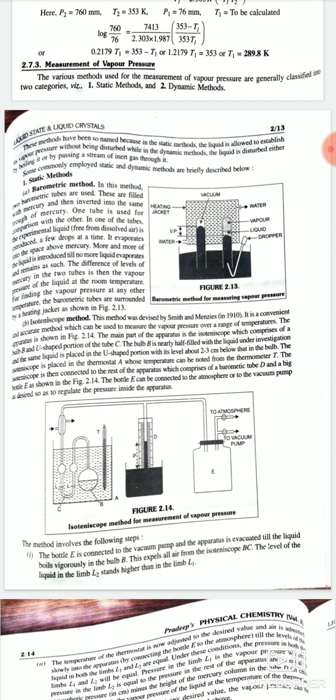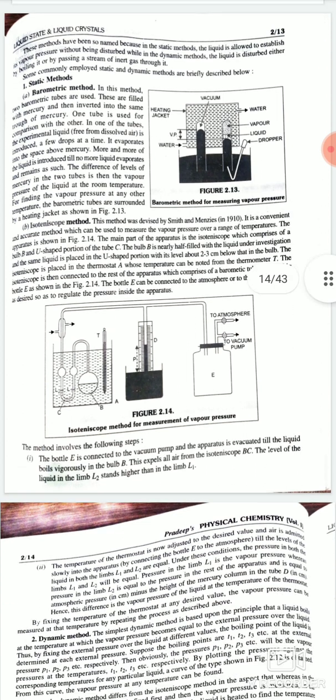The method involves the following steps. First step, the bottle E is connected to the vacuum pump and the apparatus is evacuated till the liquid boils vigorously in the bulb B. This expels all air from the isoteniscope BC. The level of the liquid in the limb L2 stands higher than in the limb L1.